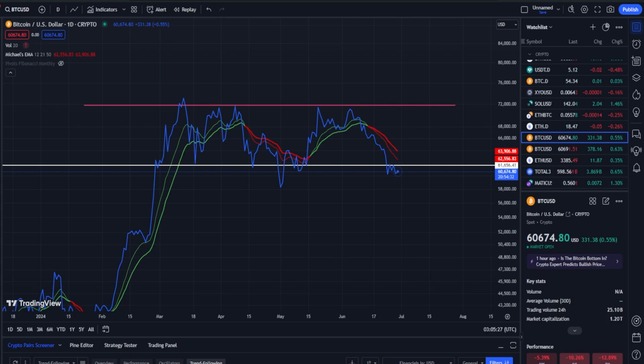So, I just saw this gigantic Wyckoff accumulation pattern. I believe it's more of an accumulation pattern, but it could be distribution. So, take a look at this.